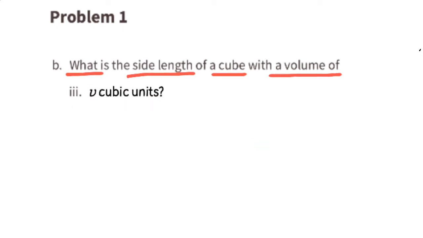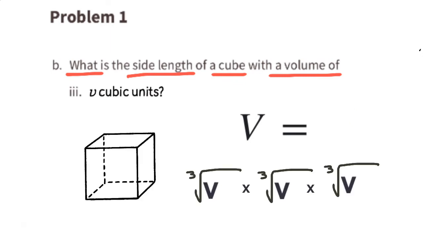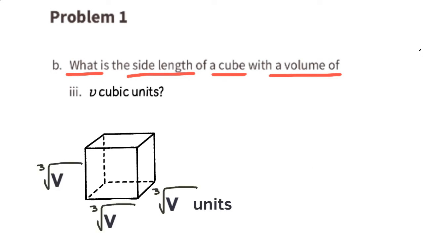What is the side length of a cube with a volume of v cubic units? We can start with v, or volume, equals a to the third power, or a cubed. A to the third power means a times a times a. And in the case of a cube, it's the height times the length times the width. That means that all 3 of these dimensions are the cube root of v units. For this cube, each side length would be the cube root of v units.